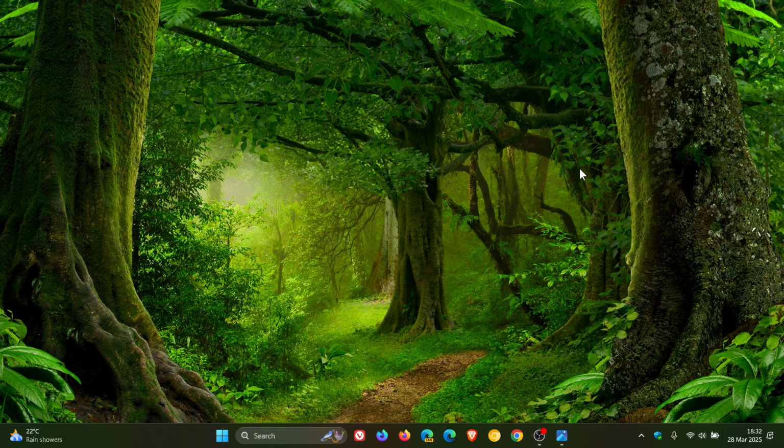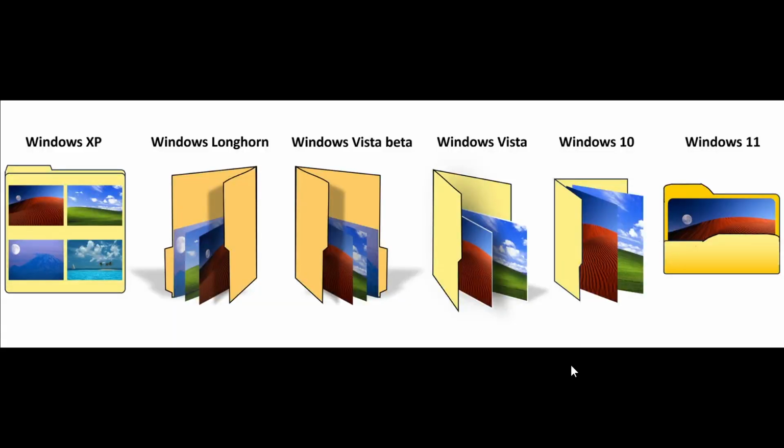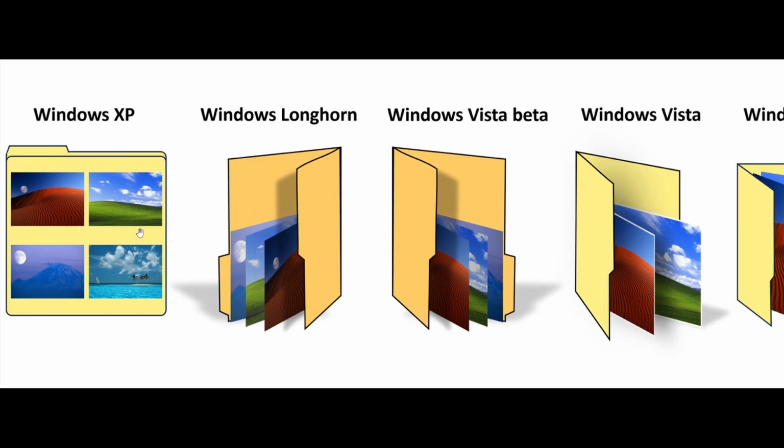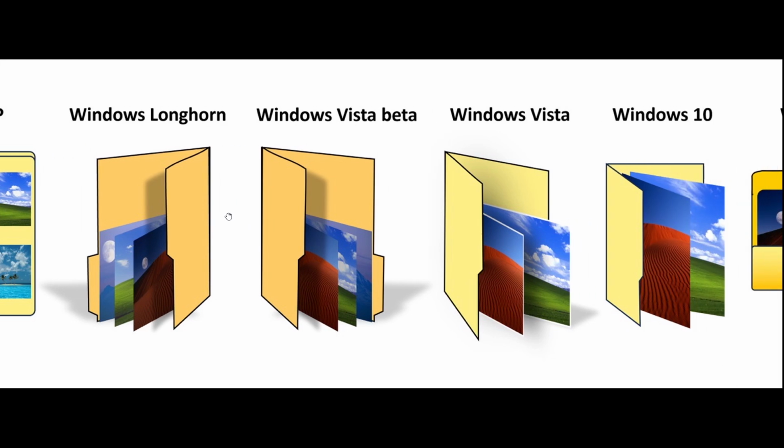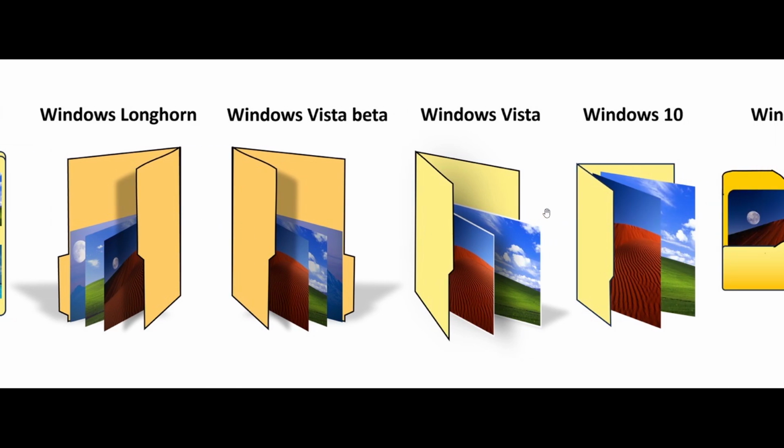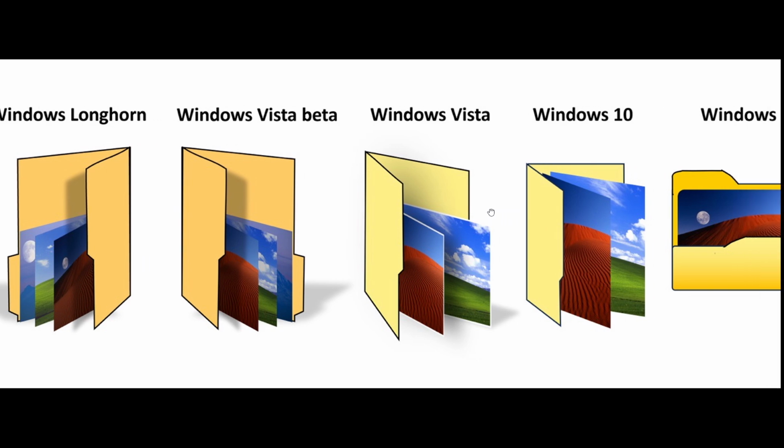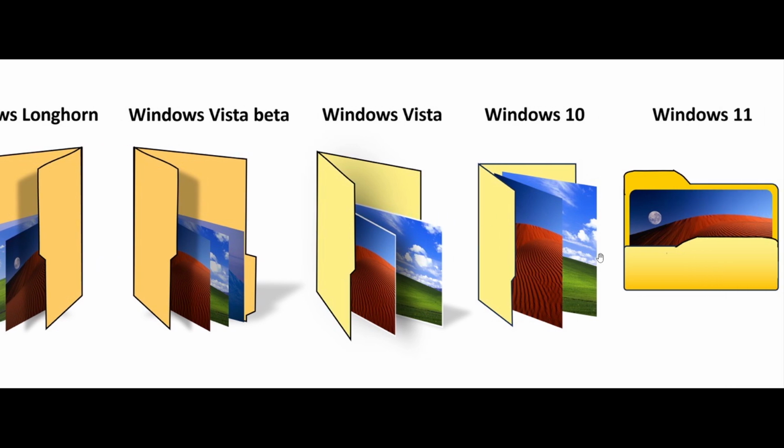It seems that in regards to the user interface of the folder icon, there's not much difference between the Windows 11 folder icon and Windows XP's folder icon. And if we just head over to an image from that post, here on the left we can see Windows XP, then we've got Windows Longhorn, Vista Beta, and the difference in those folder icons, Windows Vista, Windows 10, and here we have Windows 11.